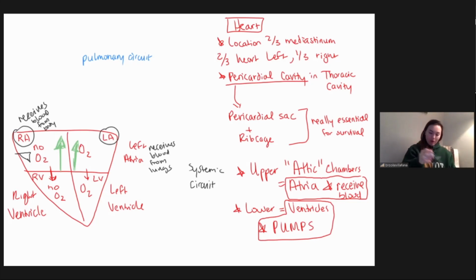Yeah, you have a question about the pericardial cavity? Sure, go for it. I'm about to go over all the coverings of the heart. You have a question about the pericardial cavity.